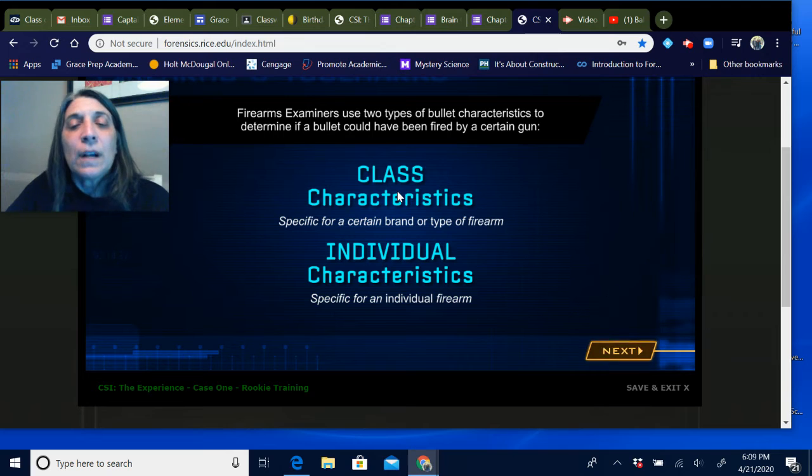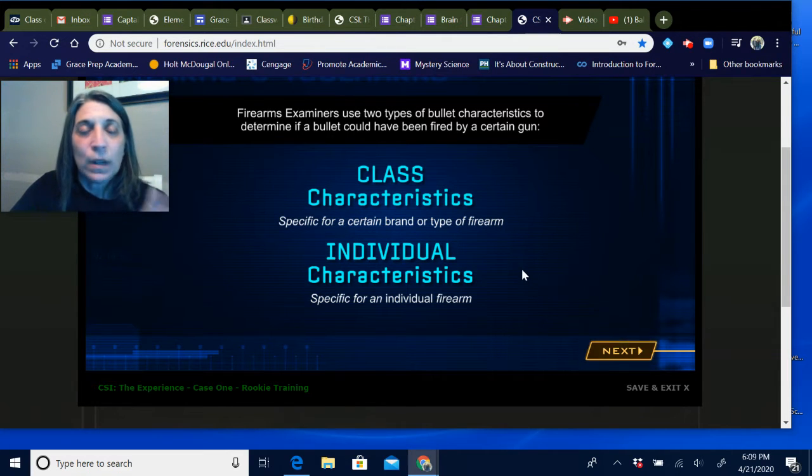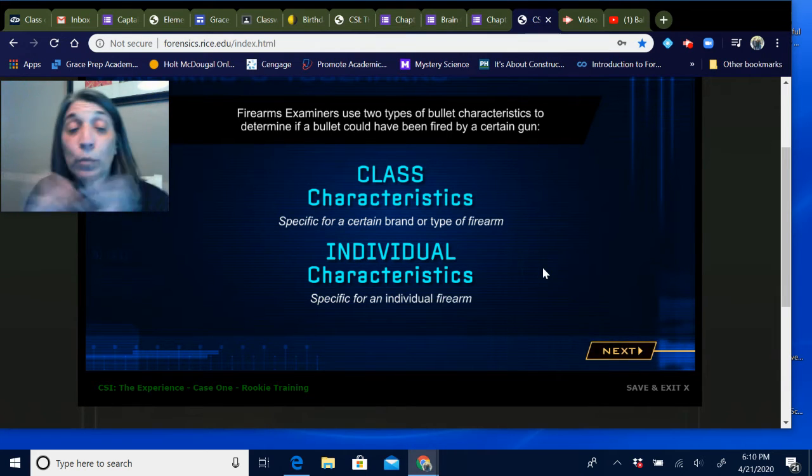First thing we're going to talk about is class characteristics of guns and individual characteristics of guns. We will have already talked about that in the lesson, so hopefully that comes back a little clearer to you. Class characteristics are specific to certain brands of guns, and individual characteristics are going to take it to an actual individual gun. Remember, class just narrows it down.